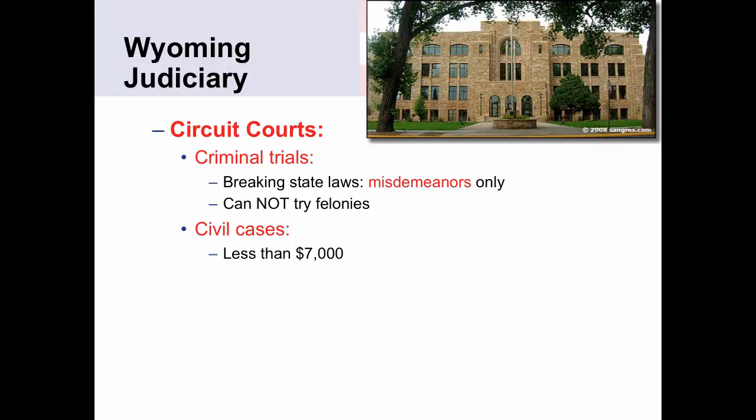This is not exactly the same as small claims courts, but it is where small amounts of money are involved. So if you're getting sued or you're suing somebody and there's less than $7,000 involved, it goes to the circuit court. There's also a small claims court that has more of a streamlined process. These involve cases where there's less than $3,000 involved. So again, the circuit courts are the second tier. They hear criminal trials for misdemeanors, and they hear civil cases that involve small amounts of money. That's the main point for this.